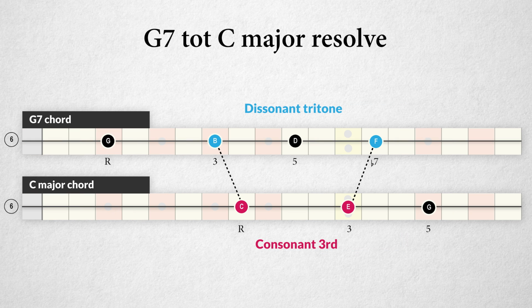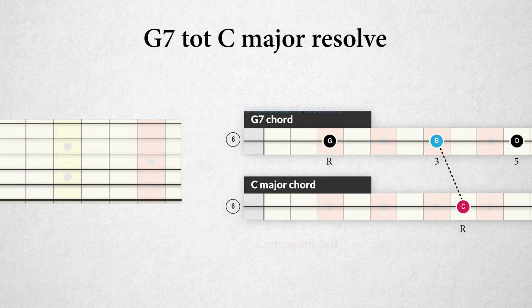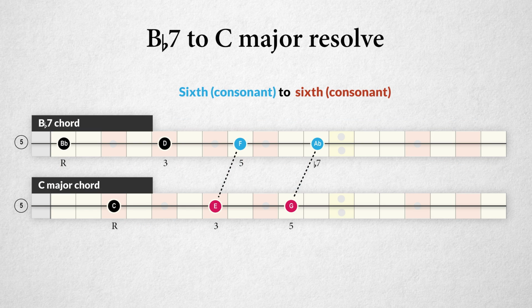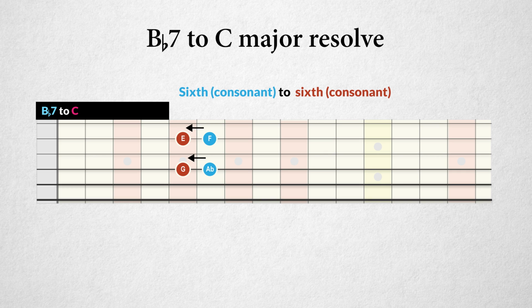In the G7 chord, the notes B and F resolve upwards and downwards to the notes E and C of the C major chord. Now we could say that it is an outward resolve from a closed interval to a wider interval, or an inward resolve from a wider interval to a closed interval. In the B flat 7 chord, the notes F and A flat resolve both downwards to the notes E and G of the C major chord. It's a parallel movement of notes, and this is experienced as a less defined resolve.